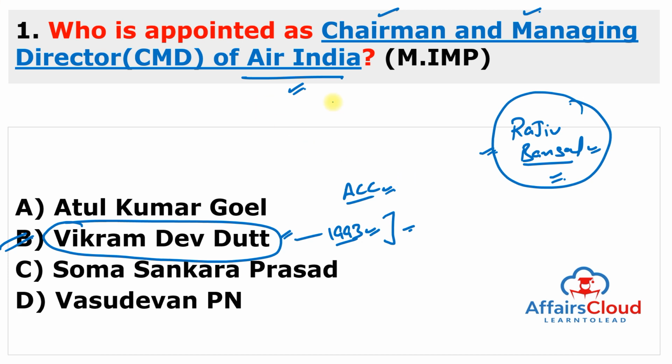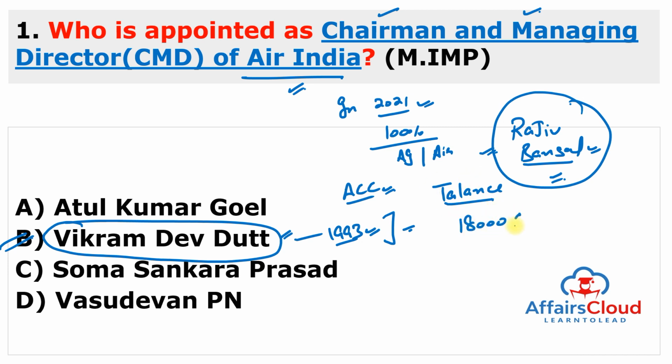You can also remember that in October 2021, the Competition Commission of India approved the acquisition of 100% equity shares of Air India as well as Air India Express by Talace Private Limited. Talace Private Limited is a subsidiary of Tata Sons, the investment holding company and the promoter of Tata companies, and they purchased Air India at a cost of 18,000 crore.